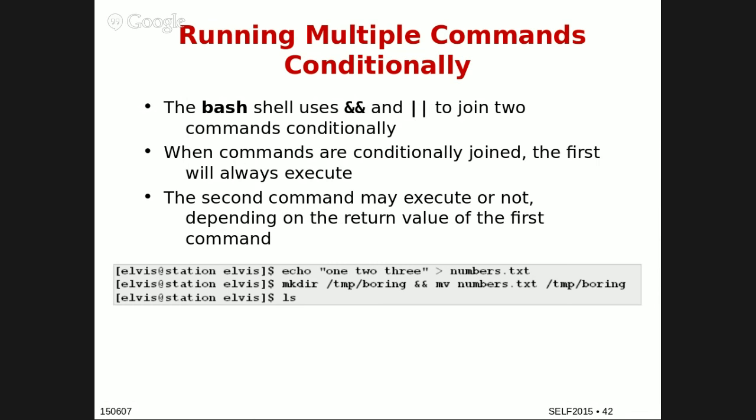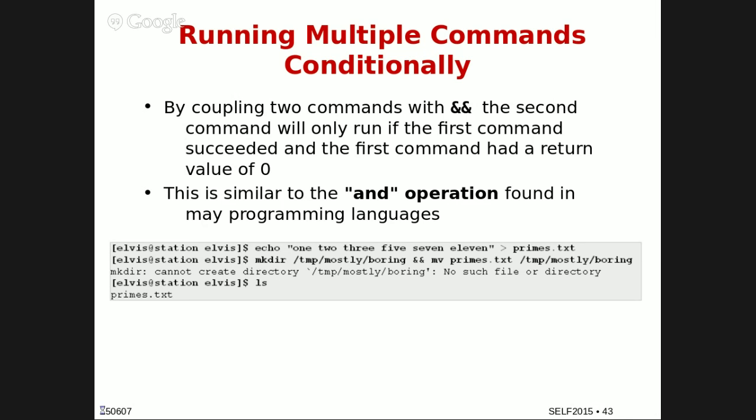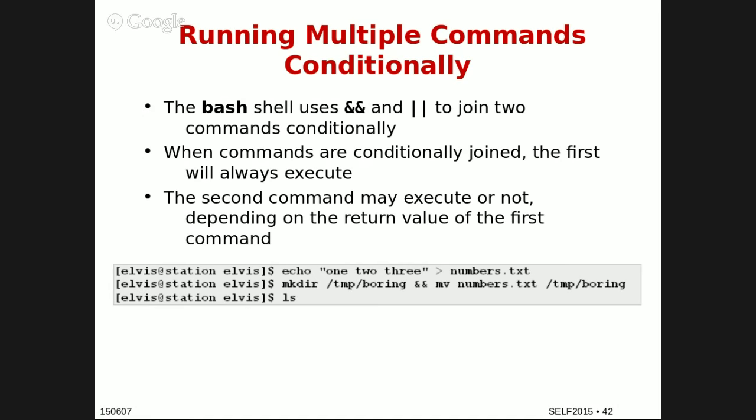So in this little example, we create a file called numbers.txt, and we want to move that file to a directory if that directory exists. So in the second line of code here, we make a directory, temp boring, and then we move numbers.txt to temp boring. And it will work if temp boring exists. And so certainly it exists because we made it there with the mkdir command. Run ls to see that the file we created in the first line is not in the current working directory anymore. So it moved. That's pretty simple, the ands are easier for students to understand than the or.